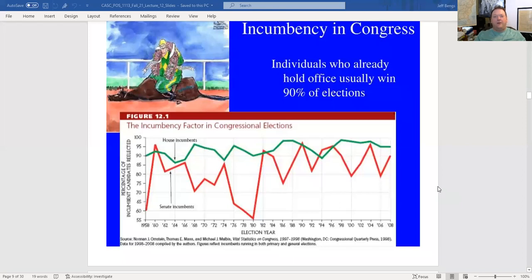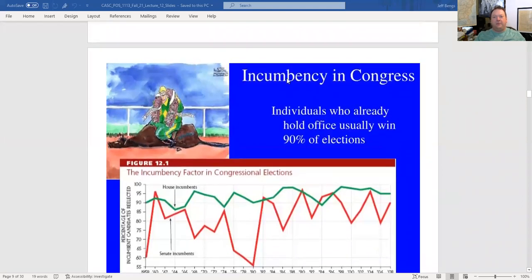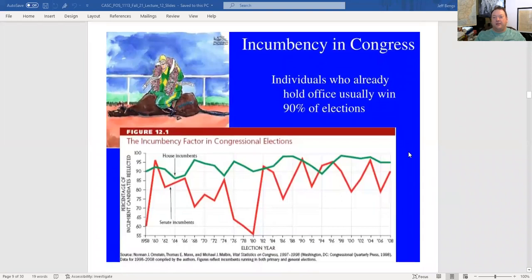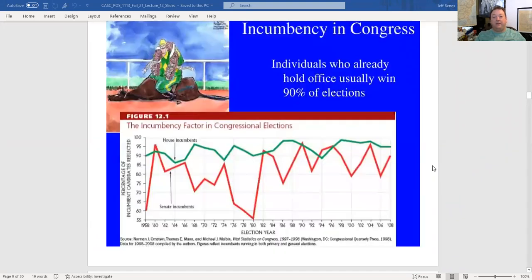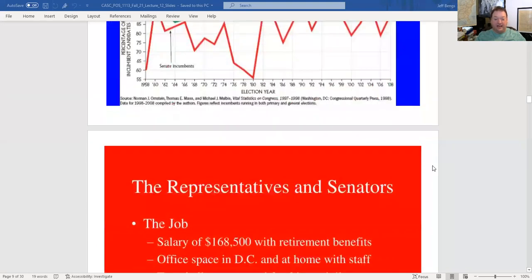Back to Congress. You will hear a lot of times the term incumbency. That simply means whenever there's an election, you have the incumbent running against all the others, and the incumbent is just the person who already has the office. And a lot of times, if you're the incumbent, you have an advantage. Incumbents get reelected a lot.